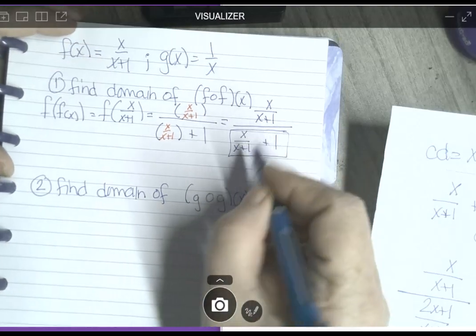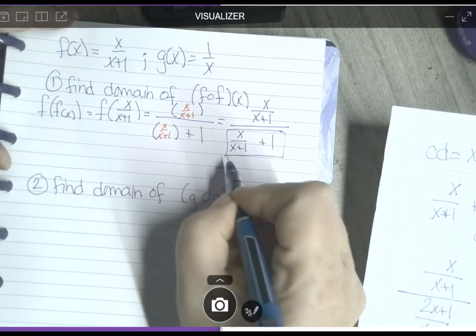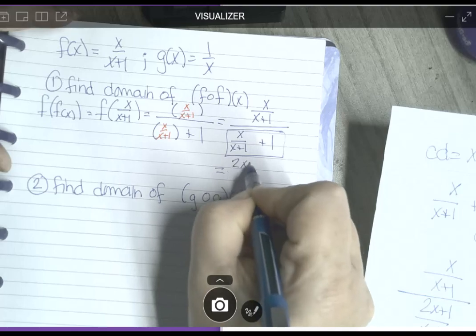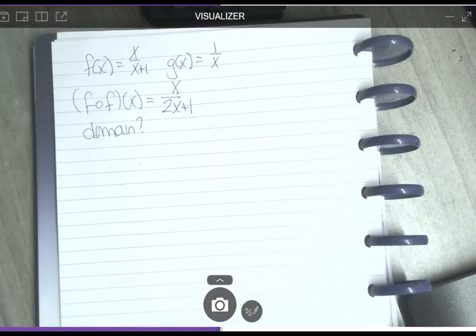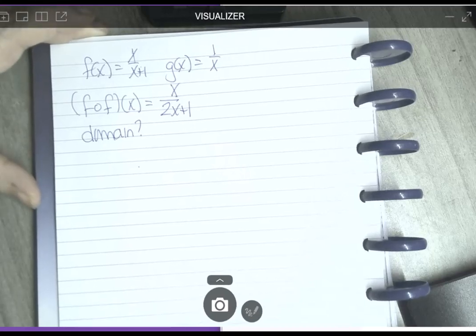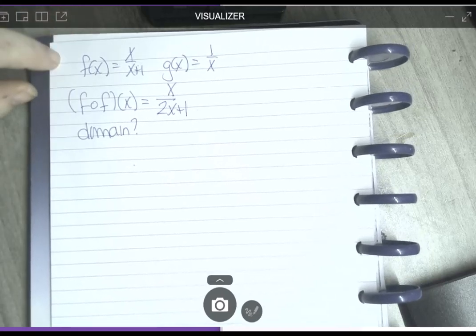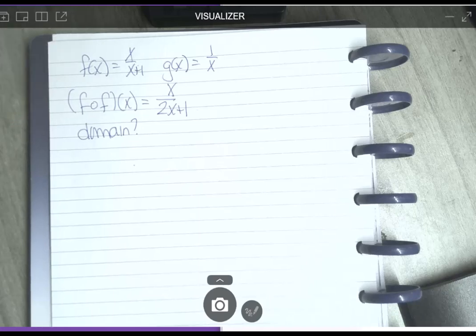We decided that this equals 2x plus 1 over... Okay, I had to go to another piece of paper because I'm just running out of scratch paper. All I did was rewrite f of x equals x over x plus 1, and that's the only one we have to worry about right now because we're finding f of f. Well, we found f of f of x, and that is x over 2x plus 1. Now we have to figure out the domain.